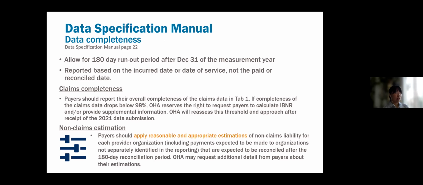So that's an example. For data completeness, please allow for a 180-day runout period after December 31st of the measurement year. There's sections on the cover page for payers to report their level of completeness. For non-claims estimation, there might be areas where payers might need to apply reasonable and appropriate estimations. And if you do that, there's an area on the cover page where it asks if you've done that and what were the details, and you can add those details there.